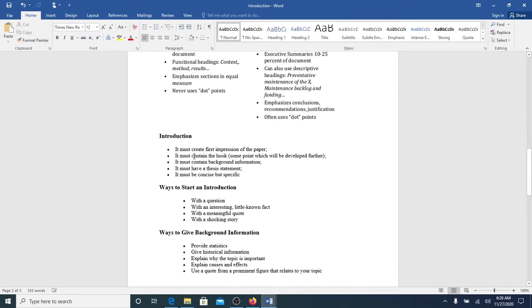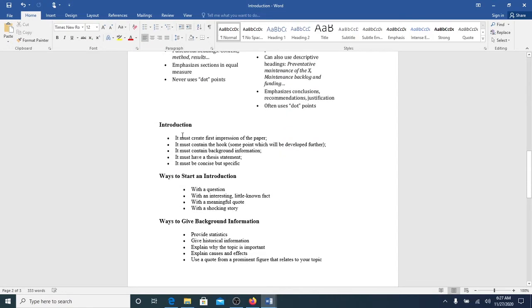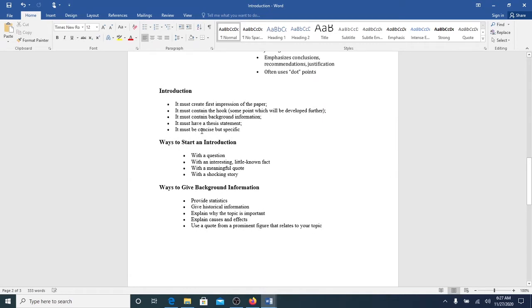Next, we're going to dive deep into the most important section, which is the introduction. The introduction is very essential to any kind of paper because it creates the first impression of the paper. It creates the hook for the reader. It actually hooks or grabs the reader's attention by enticing them with nice words, or just good information.